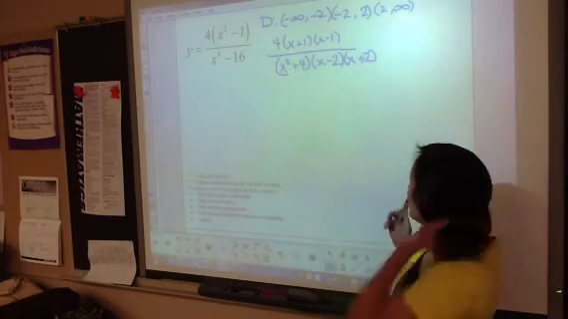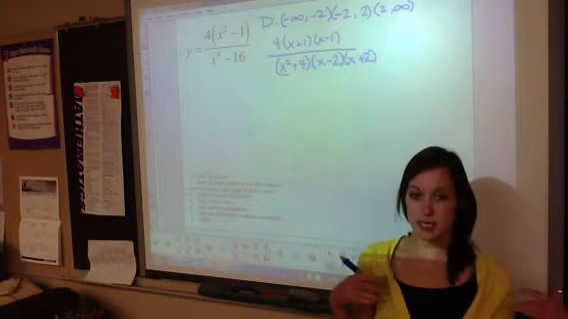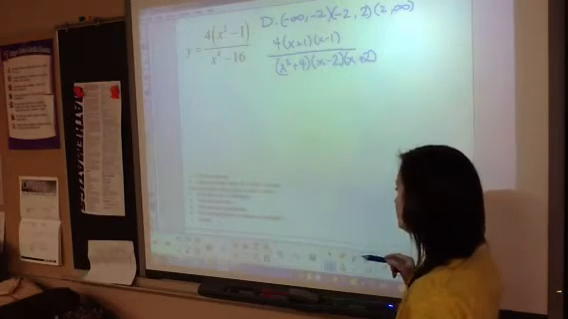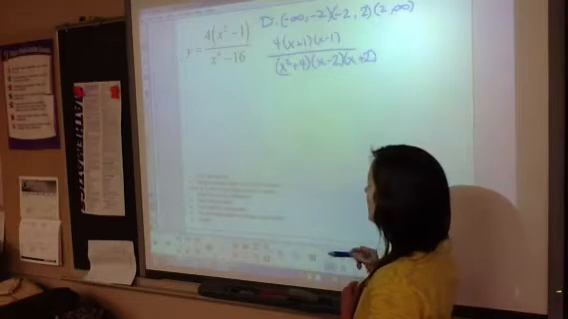So, is anything the exact same on top that's the exact same on bottom? Nope. So it's already in lowest terms. So we're going to find the x and y intercepts.